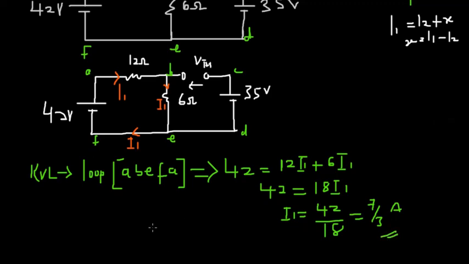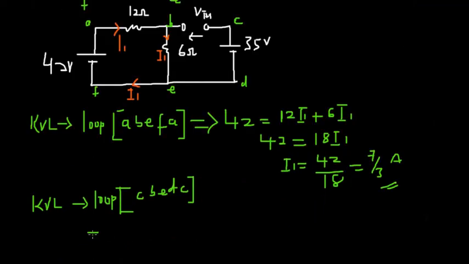Okay, now let's use our KVL again in this portion, from the right side. Applying KVL again, on loop CBEDC. Okay, so from here we have, we are moving in this direction. From here we moved in this direction, so from here you're moving in this direction.